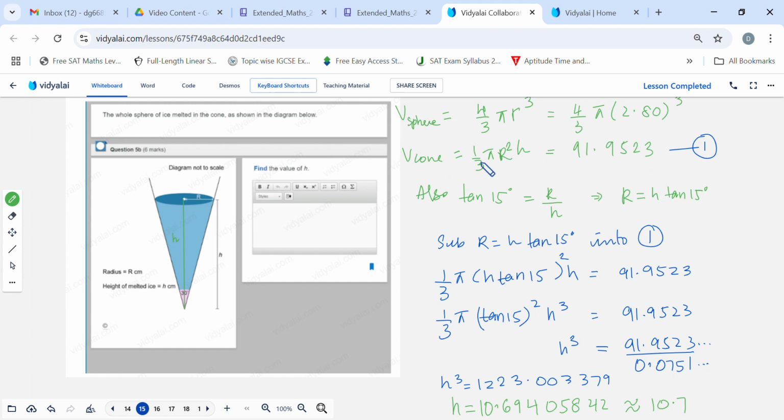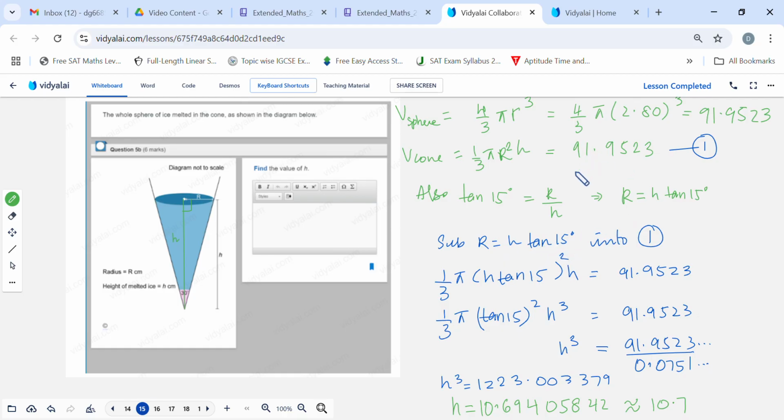The volume of the cone is given by the formula 1 by 3 pi capital R squared h, because the radius is capital R and the height is h, and that is equal to 91.9523. Now from this right angle triangle, we know that tan 15, because when you split this, 30 will be split into two parts, tan 15 will be opposite by adjacent, which is capital R by h. So capital R will be h into tan 15.